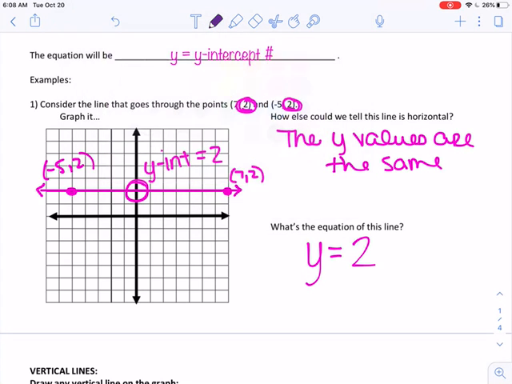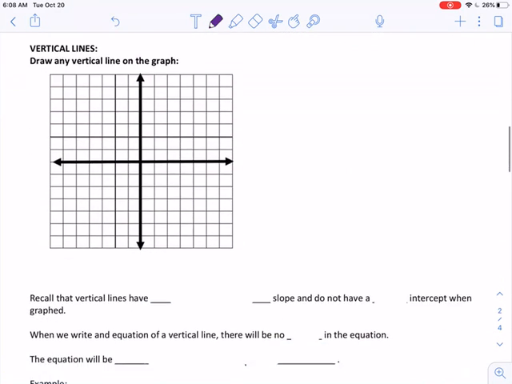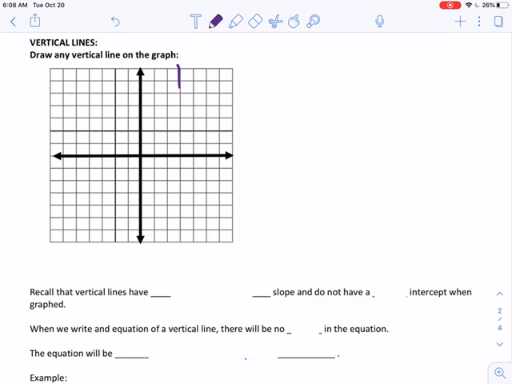Okay? Now, vertical lines are almost exactly the opposite. Remember, vertical goes straight up and down. Okay, so there's a graph of a vertical line. Back when we mentioned vertical lines for slope, we called these undefined slope. When we did our slope formula, we ended up getting a 0 on the bottom of the fraction, which we said we couldn't do. We tried doing it in the calculator and it gave us an error.